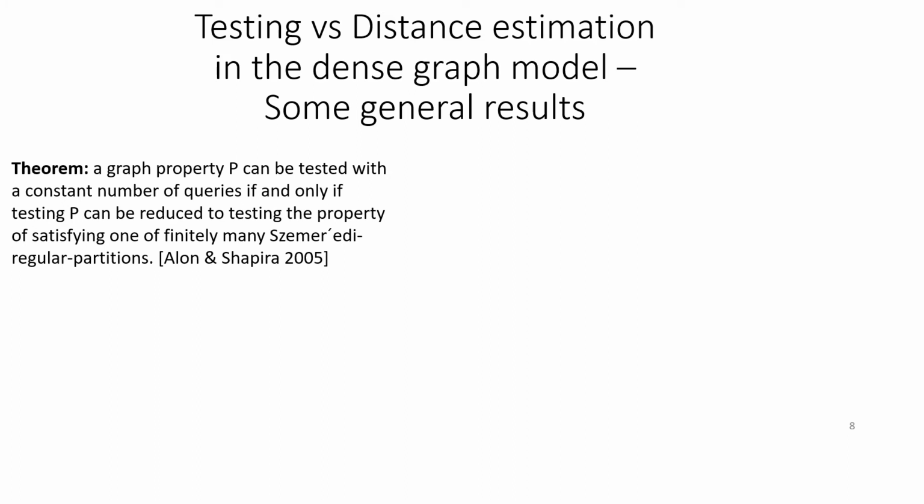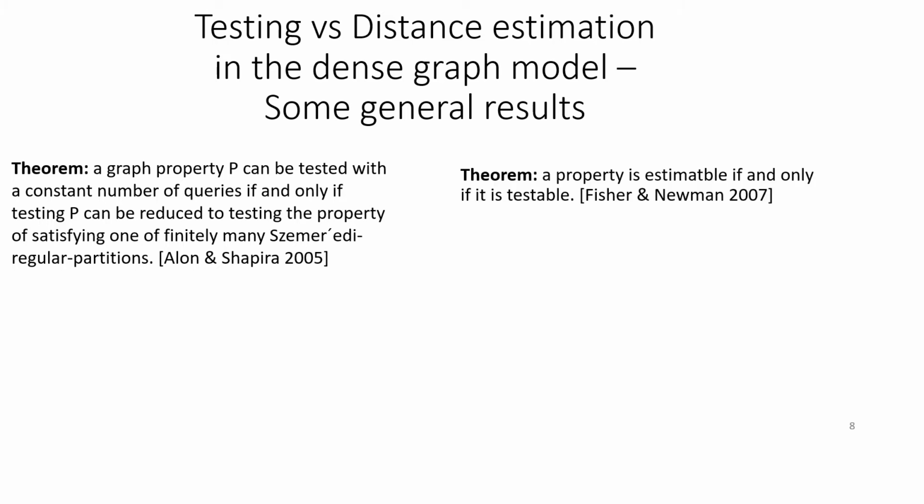Most general are the results of Alon and Shapira, which give a combinatorial characterization for which properties are testable in the dense graph model, and the results of Fischer and Newman, which show that this is also the set of properties that are estimable. The results of Fischer and Newman set the dense graph model apart from models such as the bounded degree graph model and the Boolean function model, in both of which there are properties which are testable but not estimable.